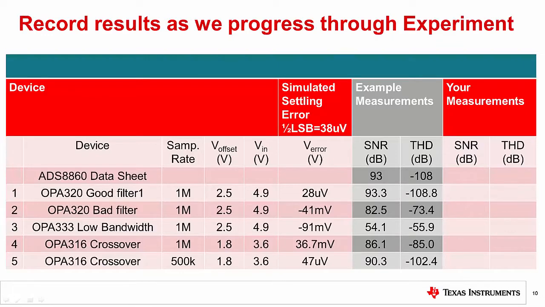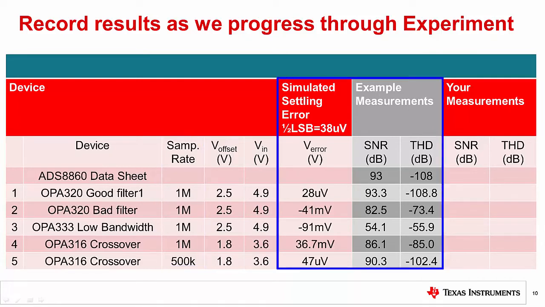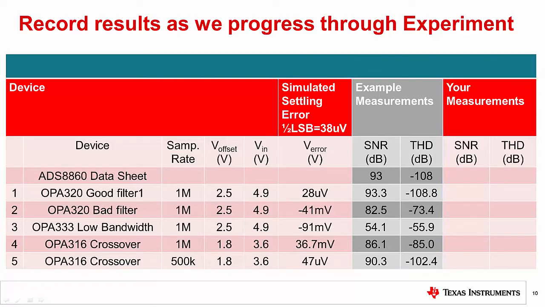Throughout the experiment, we will use different devices and apply different input signal amplitudes at different sampling rates. Also, we will simulate and measure the performance of the different circuits. Print out this table and use it to record your measured results as you step through the experiments.